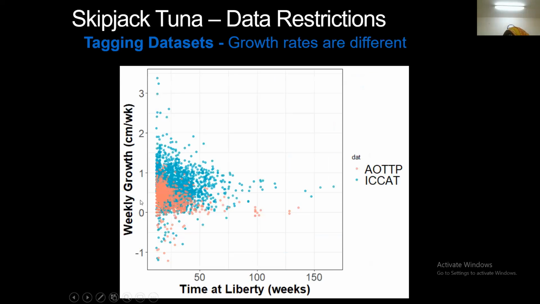If we look at this data another way, now the x-axis is time at liberty in weeks, and the weekly growth rate is on the y-axis. The blue or teal dots are ICCAT data, and the orange or pink dots are AOTTP data. Once again, you can see that the mean weekly growth rate from the AOTTP data is lower compared to the ICCAT data. And they cover relatively the same time frame of time at liberty.